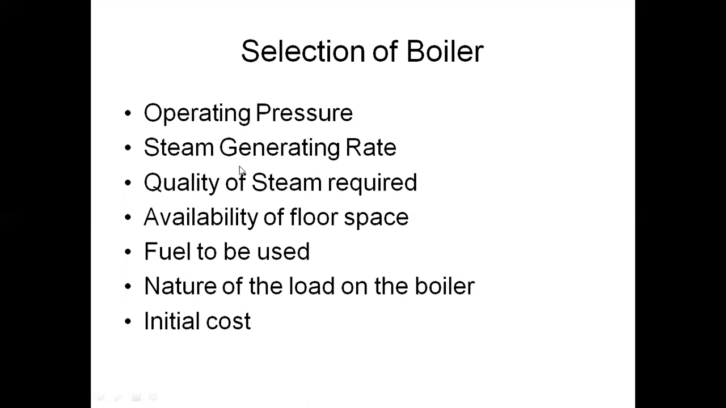Then steam generation rate: per hour, how many kilograms of steam we want. Based on steam generation capacity, we choose the boiler. Then quality of steam required; at the end of the boiler, quality of steam is important. Then availability of floor space, which should be less. Then fuel to be used: for a boiler, whether it is internally fired or externally fired, and what type of fuel is used. Based on that, we choose the boilers.